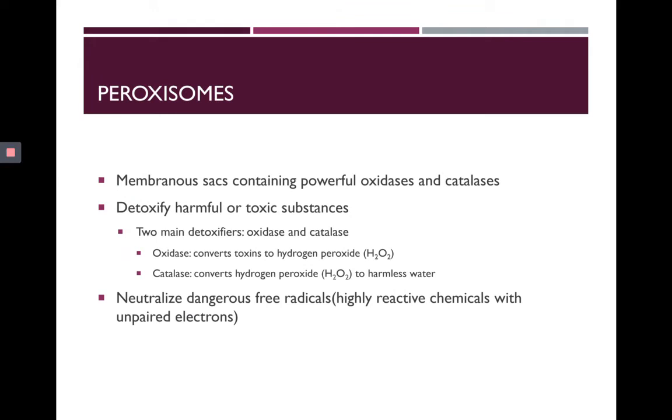So peroxisomes are also membranous sacs, but they contain powerful oxidases and catalases as opposed to the acid hydrolases. They detoxify, not digest, so they'd be able to break something down into, say, water and oxygen. That's exactly what catalase does. Catalase breaks down hydrogen peroxide, which can be damaging to our DNA and cause point mutations, into water and oxygen. So it's definitely able to neutralize things, but not really break them down into smaller particles. It just makes sure that they're no longer harmful.